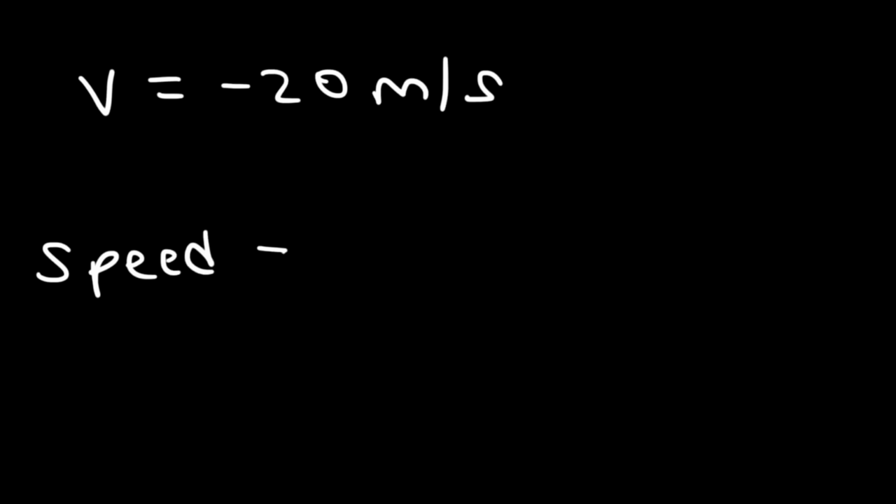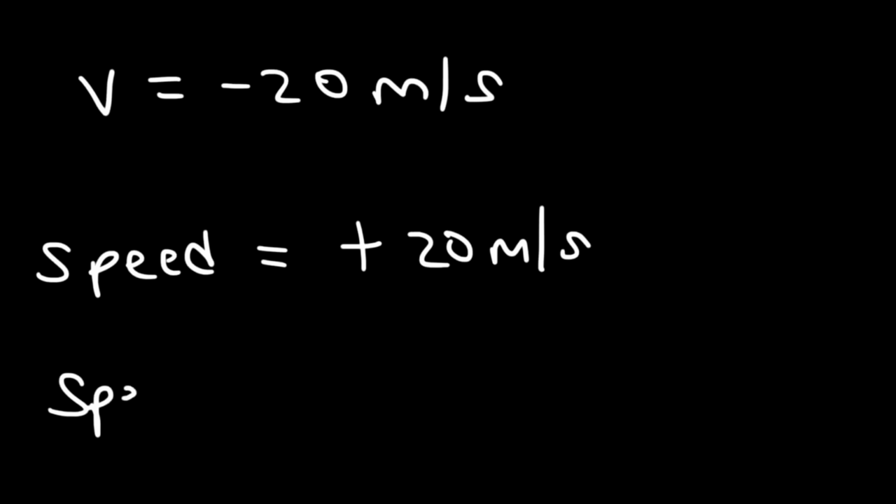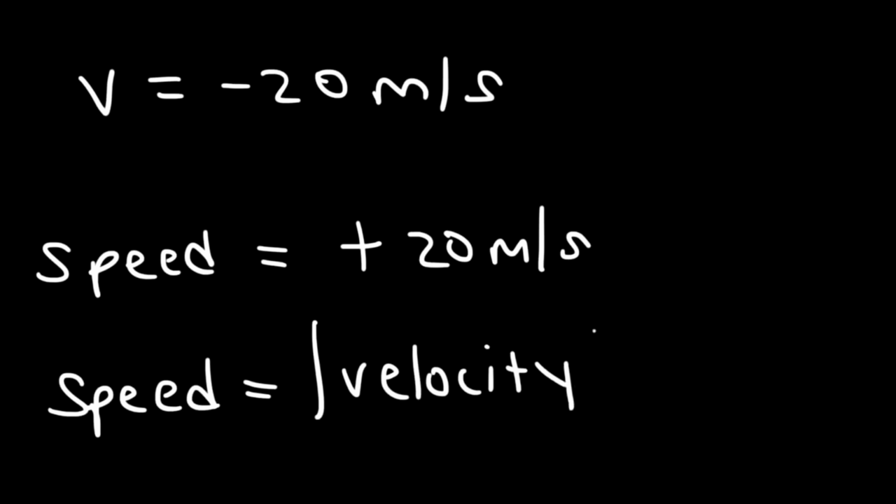So if v is negative 20 meters per second, you know you're dealing with velocity because it's negative. If you're looking for the speed, it would be positive 20 meters per second. Speed is always positive, and you could say that speed is the absolute value of velocity. Velocity can be positive or negative, but speed is always positive. So if the velocity was negative 35 meters per second, the speed is automatically positive 35 meters per second. Now, there are some mathematical formulas that you want to know when dealing with speed and velocity.